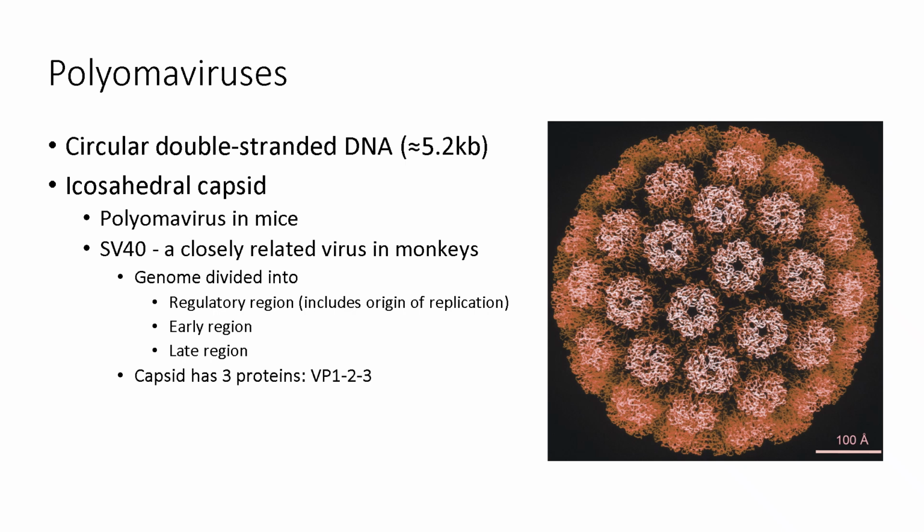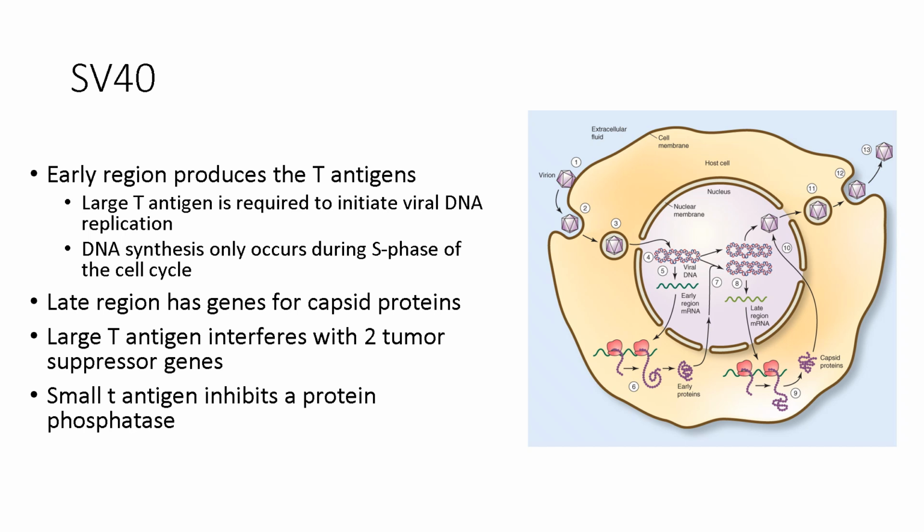Polyomaviruses contain small, circular double-stranded DNA genomes and have icosahedral capsids. SV40, a polyomavirus found in monkeys, has a genome divided into regulatory, early, and late regions. Its capsid contains 3 structural proteins, VP1, VP2, and VP3. In SV40, the early region encodes large and small T antigens. The large T antigen is essential for initiating DNA replication and disrupts tumor suppressor genes. The late region contains genes for capsid proteins.